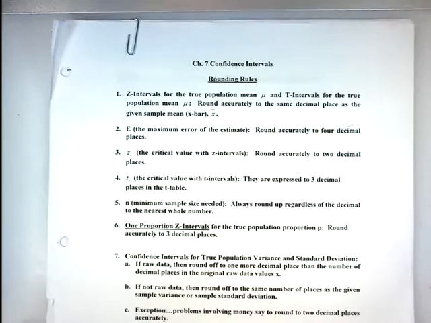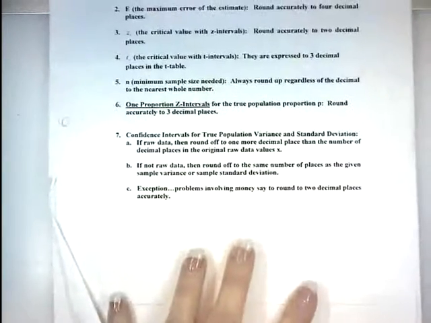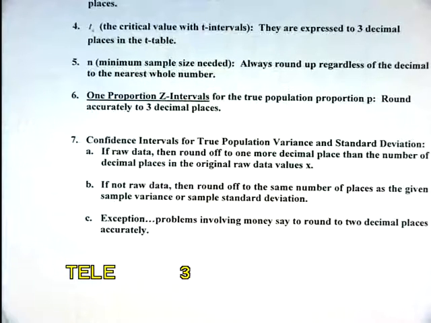This video pertains to section 7.1, chi-square intervals for the true population variance and true population standard deviation. As always, I have rounding rules. This time we're going to follow number 7, confidence intervals for true population variance and standard deviation.